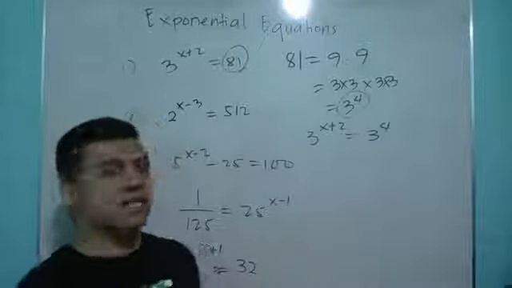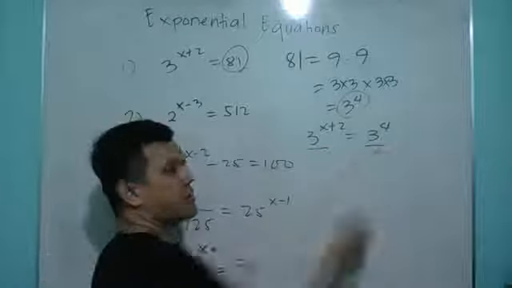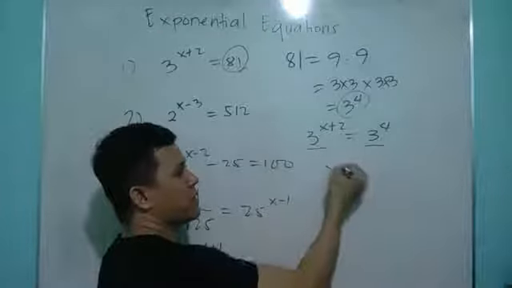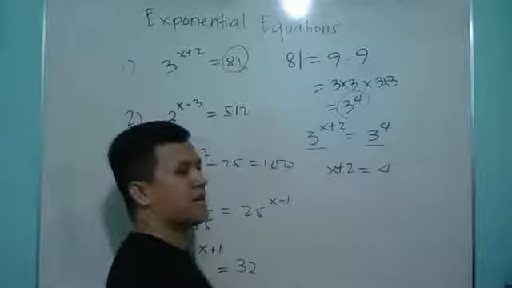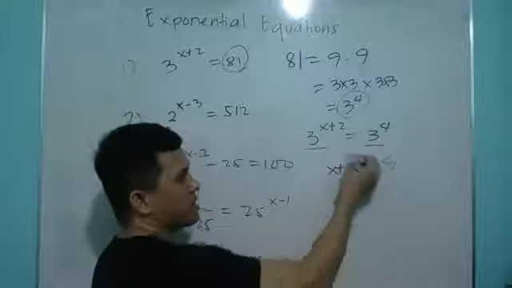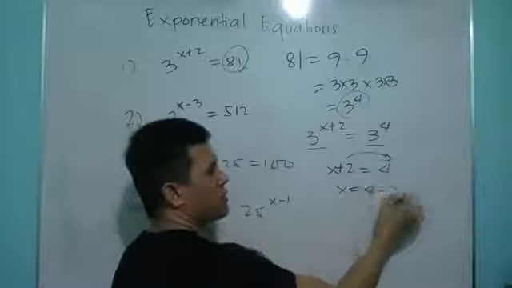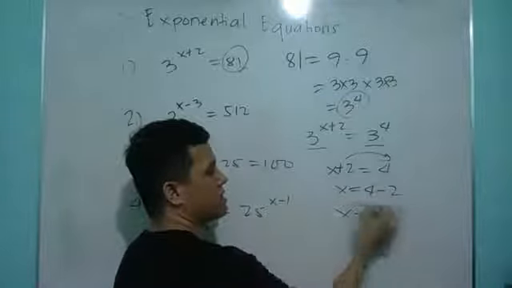Now we achieved our aim, which is to make the bases the same. So we are now going to equate the exponents: x plus 2 on one side and 4 on the other side. Then we solve for x. So x is equal to 4 minus 2, which is x is equal to 2.